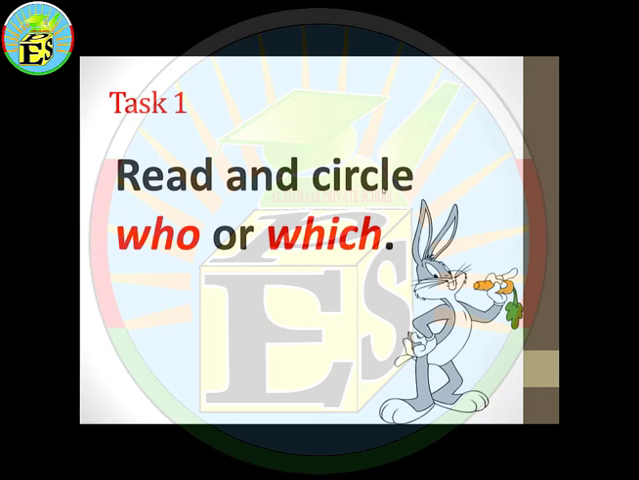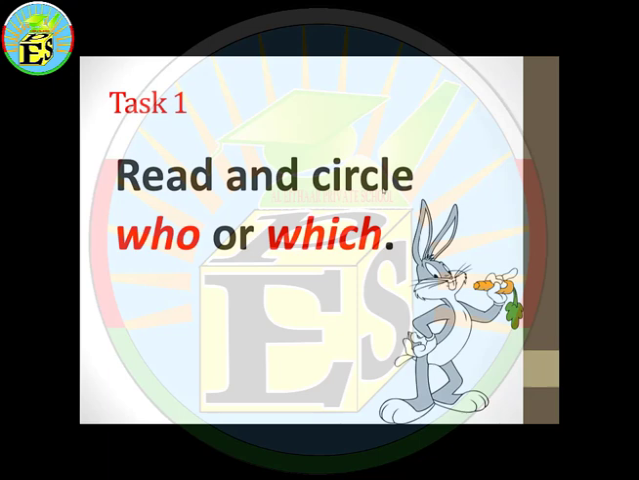The first answer is given for us. Let's read it together. This is the teacher who teaches primary 4. The relative pronoun that we chose is who because we're talking about the teacher, and the teacher is people. When we talk about people, we use who.